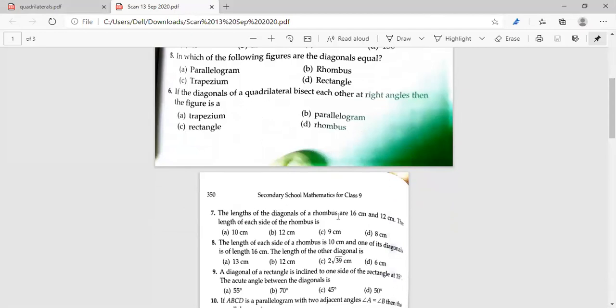The length of the diagonals of the rhombus are 16 and 12. The length of each of its sides is 10. Ma'am, by Pythagoras theorem, 16 is half, so AO will be 8. BD is 12, so OB is 6. 8, 6, 10 is a Pythagorean triplet. So AB will be 10. The length of each side of the rhombus is 10. One of its diagonals is 16 centimeter. So the other diagonal will be 12 centimeter, same as the earlier question.